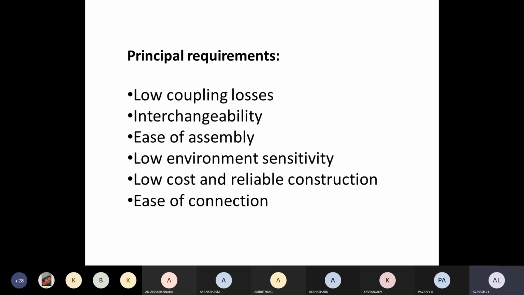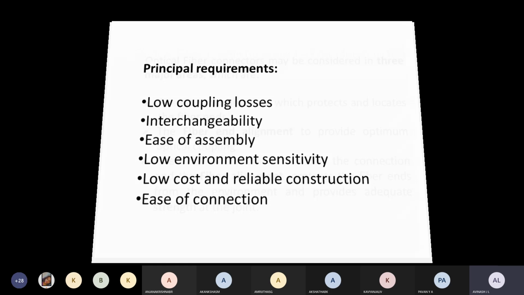That is the condition. So low coupling losses, interchangeability, ease of assembly, low environmental sensitivity, low cost and reliable construction, and ease of connection. So these are the principal requirements. We'll move on to the next thing.